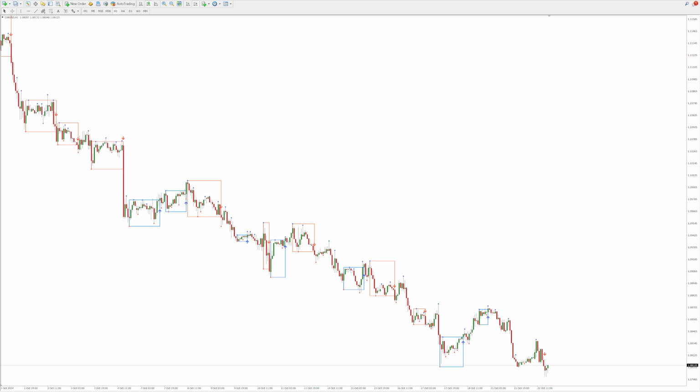Hello traders, and welcome to my video on the Darvas Box Indicator, where I'm going to show you how you can use this indicator to take advantage of moves such as this one for over 300 pips.